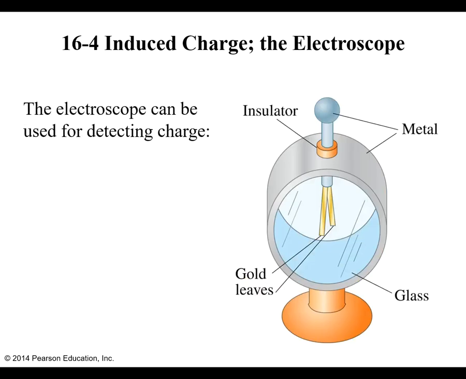Here's a cool device that uses these principles of conduction and induction to detect the charge in a material. Here's how it's made. You have a metal ring, and it's hollow. Sometimes you have a glass cover on it, sometimes you don't. The electroscopes I have in my lab do not have glass covers on them, but they work just fine. It's not an issue. And then you have a metal ball up here that's insulated from the metal ring around it. And that metal ball, however, is connected to two leaves of gold underneath. It doesn't have to be gold. There are different ways to do it, but we'll use the gold one in this case.